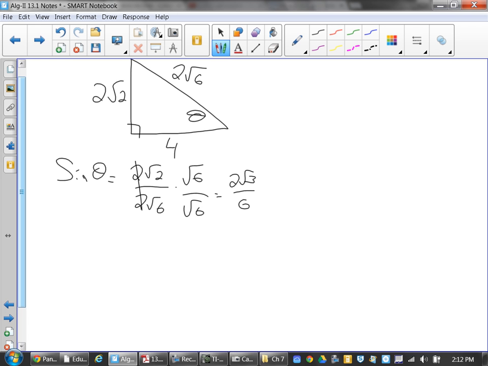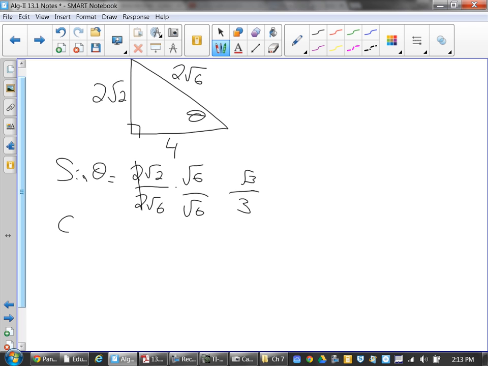And there's your sine, 2 root 3 over 6. Could you reduce it? Yes, divide by 2, then it becomes root 3 over 3. So the sine in this case becomes root 3 over 3 when you simplify it all out.